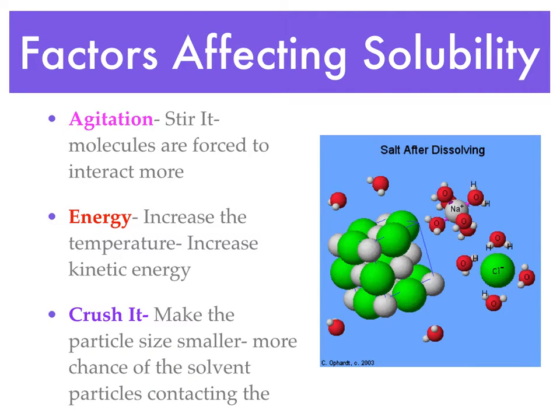Factors affecting solubility include agitation, energy, and crushing it. You know this. You've done this in lab multiple times. You're sitting around wanting your solution to dissolve faster. You either throw on the Bunsen burner and give it some more energy, or you grab your stirring rod and start stirring it. Or before you even put it in there, if you have lumpy crystals, you grab the mortar and pestle and grind it down into finer particle sizes so that your surface area increases and it dissolves faster. So this you already know.